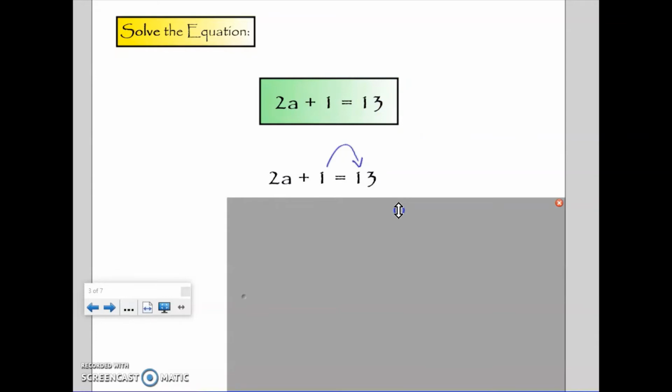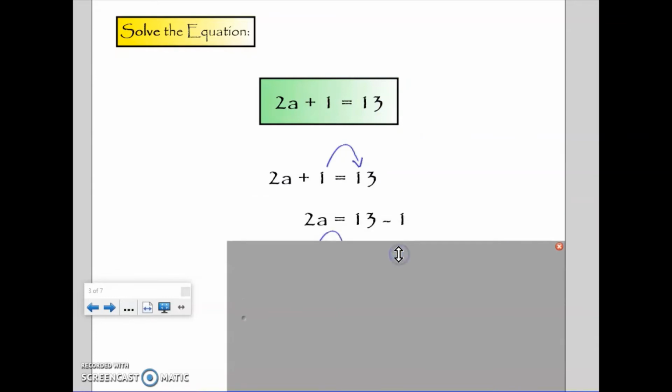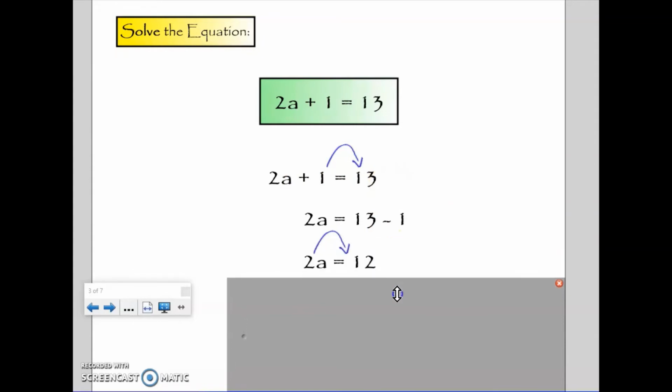So I've taken the 1, moved it to the other side, it becomes a negative 1. That is the equivalent of subtracting 1 here, at the same time subtracting 1 here. Tidying up and simplifying, 13 minus 1 gives me 12. So I now know that 2a is equal to 12. 2a means 2 times a.